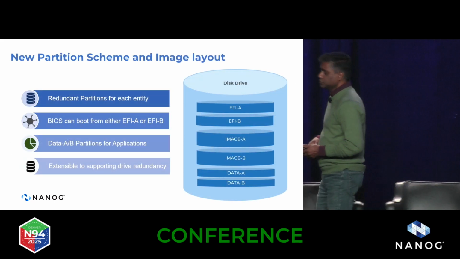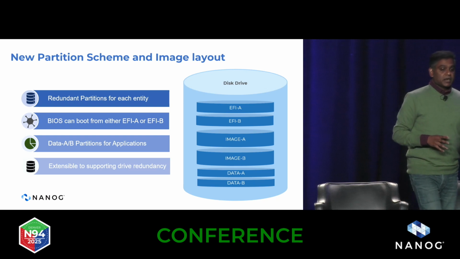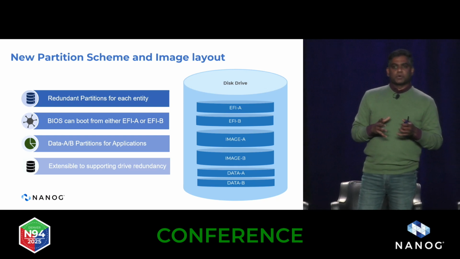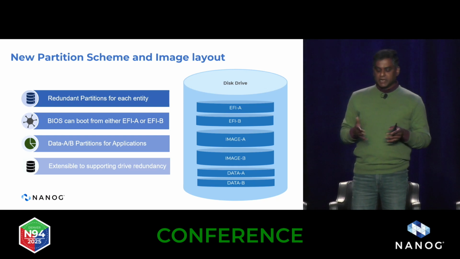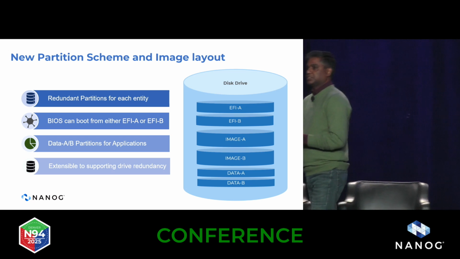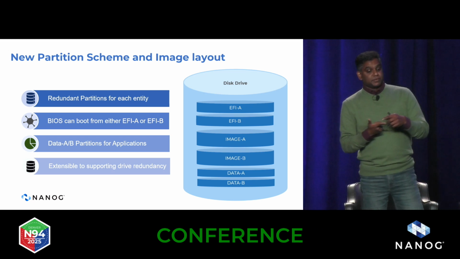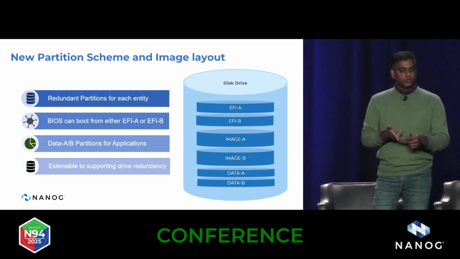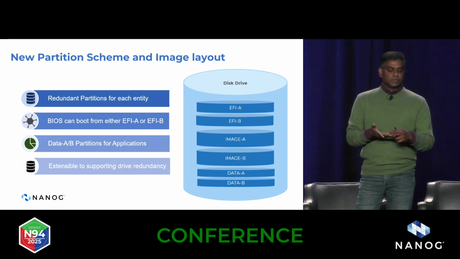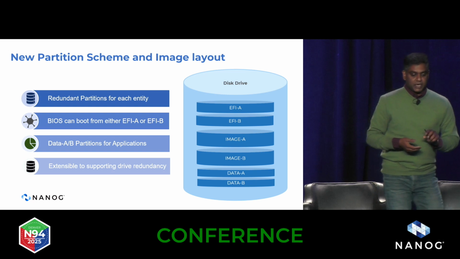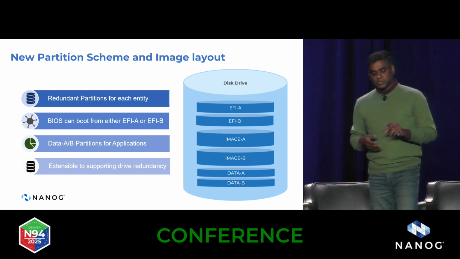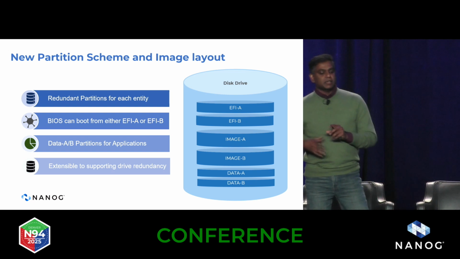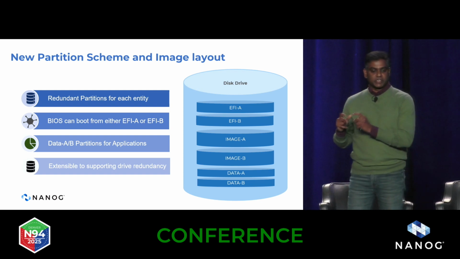So what did we do about it? We went ahead and made duplicate partitions for all of the essential pieces, right? So there are A/B partitions that are needed for each of the essential pieces, which are the EFI and SONiC as well. We, of course, have data partitions, which are, again, A/B as well, if applications need storage space that needs to be resilient as well.